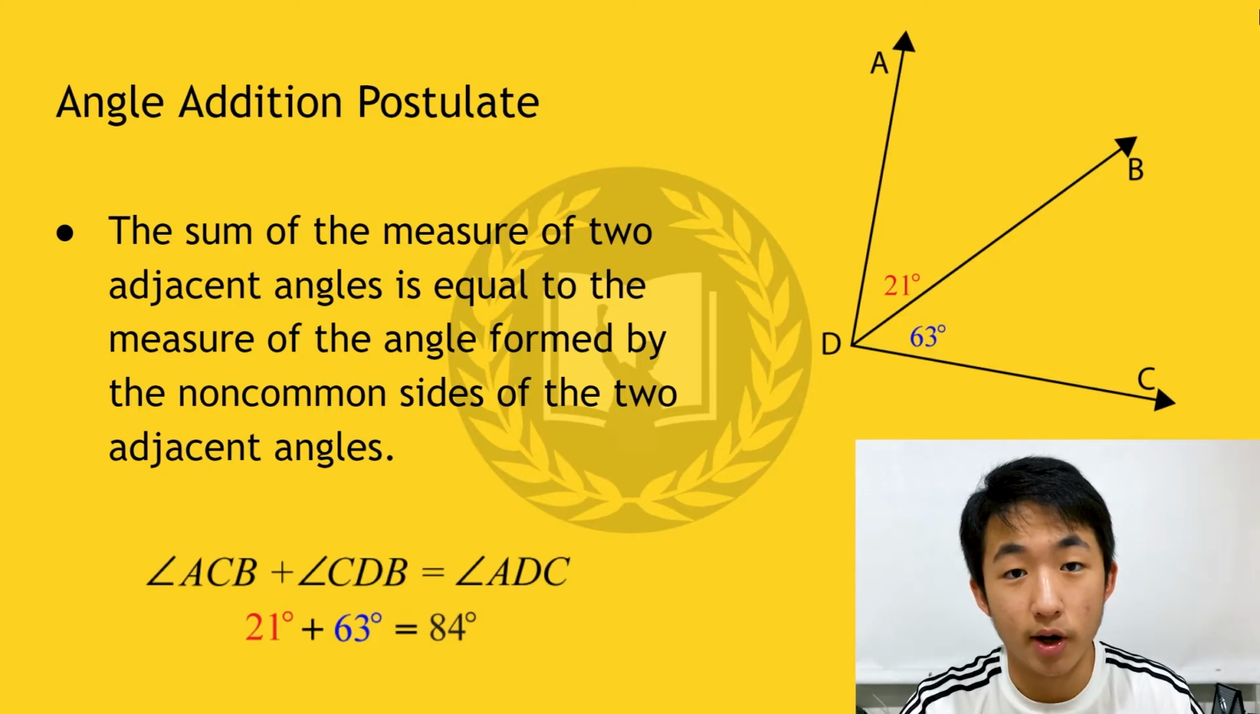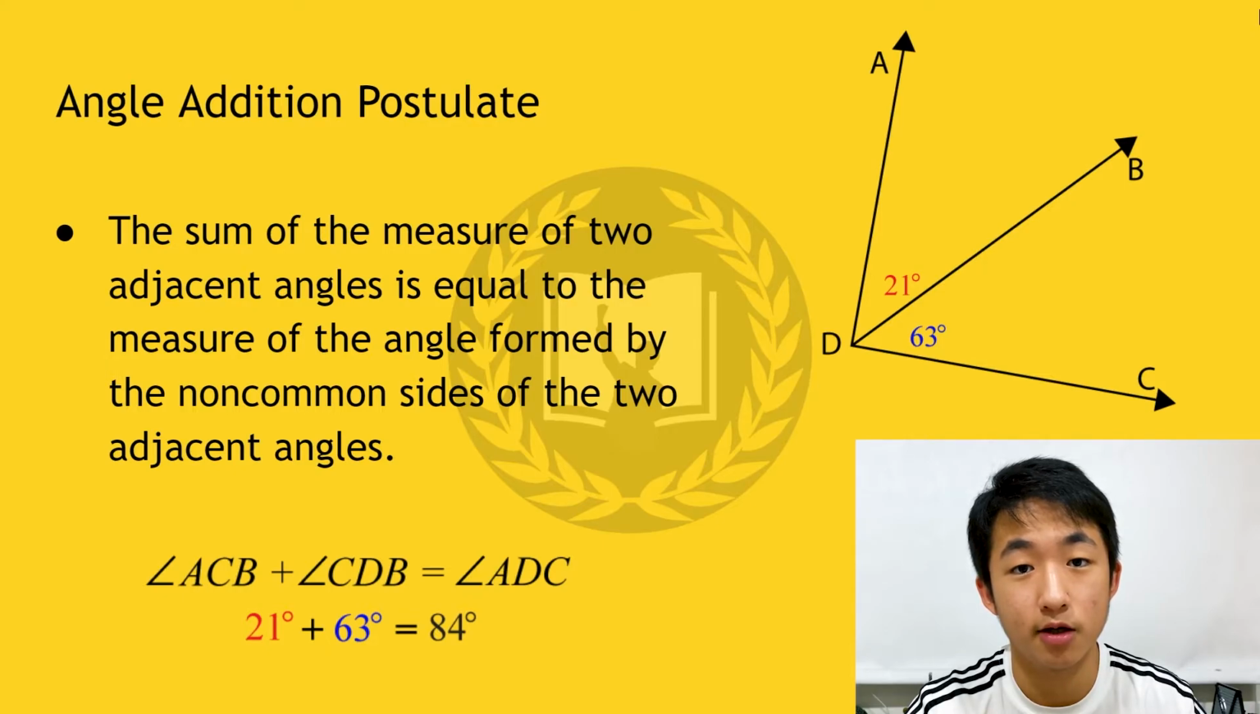In the example on the right, you can see that angles ADB and BDC have angle measures of 21 and 63 degrees respectively. If we add them together, we can find that the angle measure of angle ADC would be 21 plus 63, which is 84 degrees.